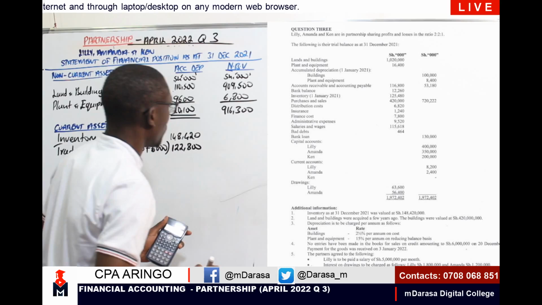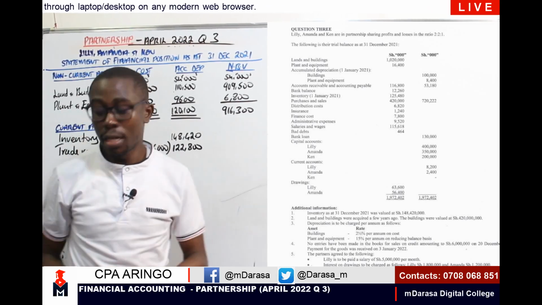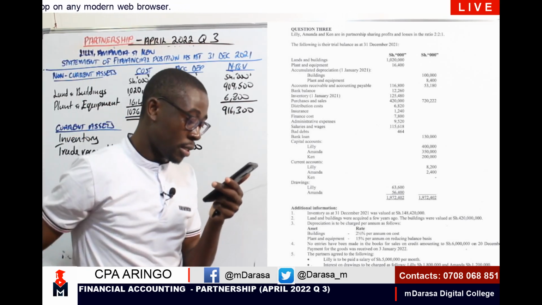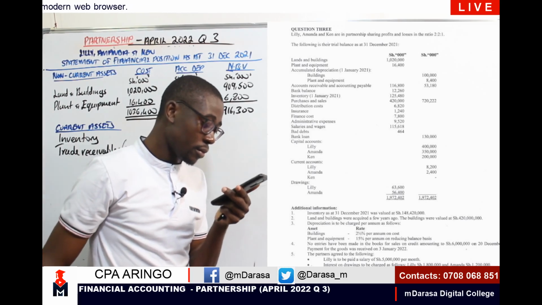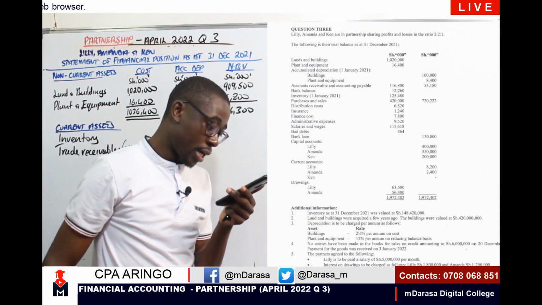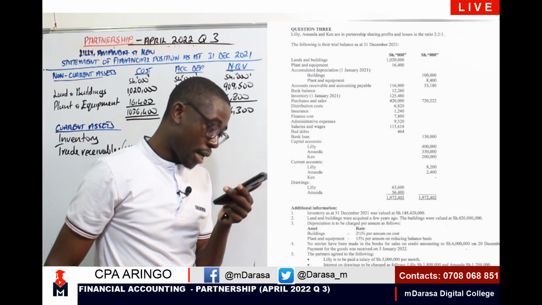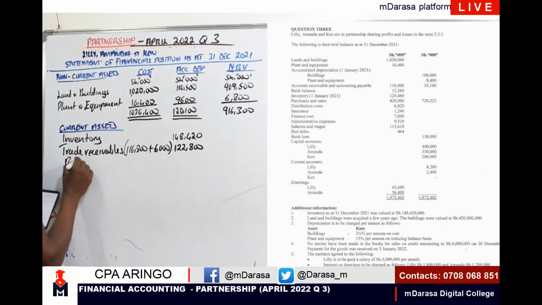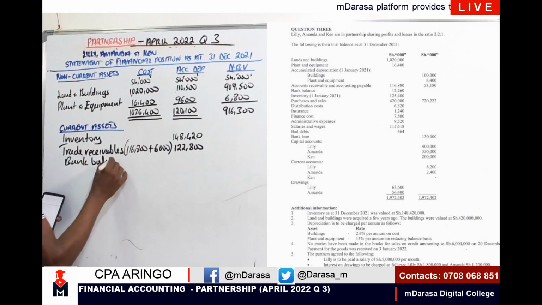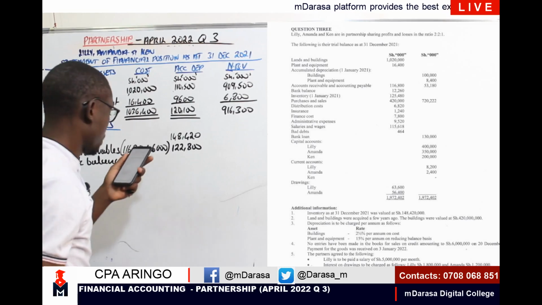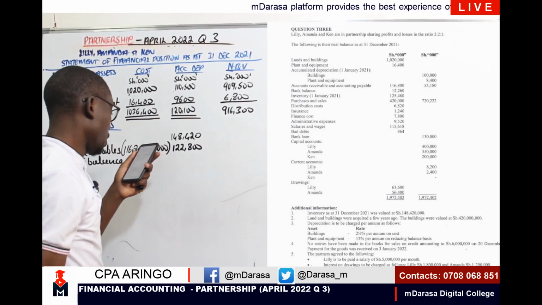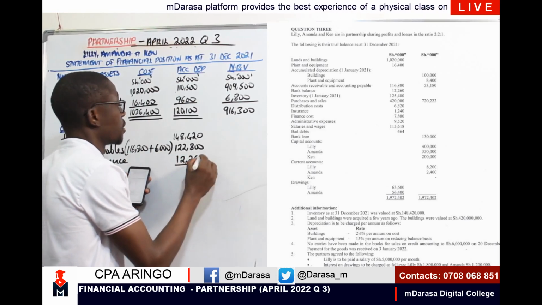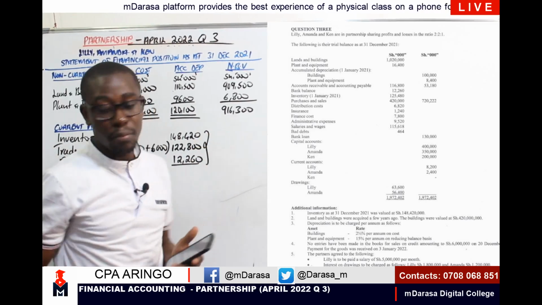122,800. Talk about any form of prepayments if we had. Did you have any prepayments, my good students? We didn't have any prepayments. Any cash or bank balances? Yes, we had a bank balance. Bank balance, I'm having a figure of how much? 12,260.